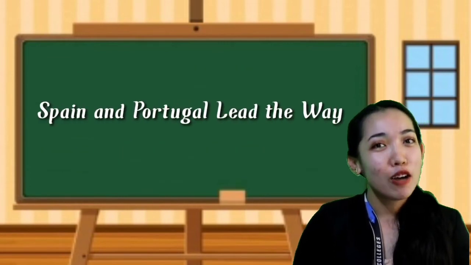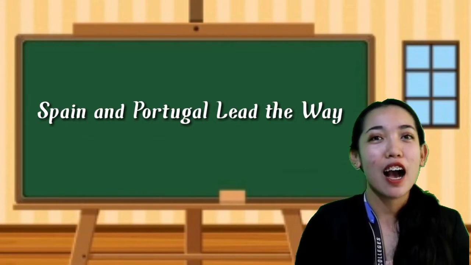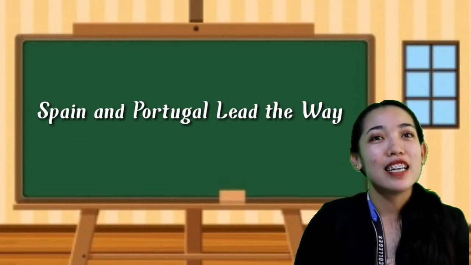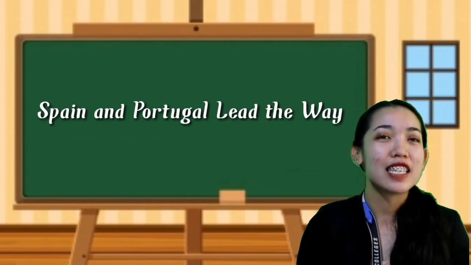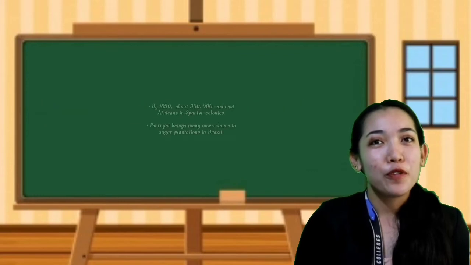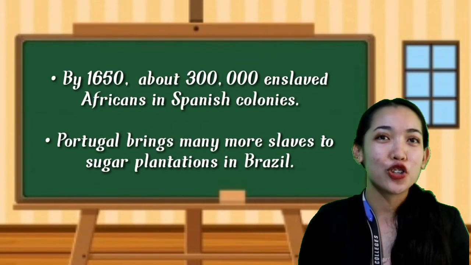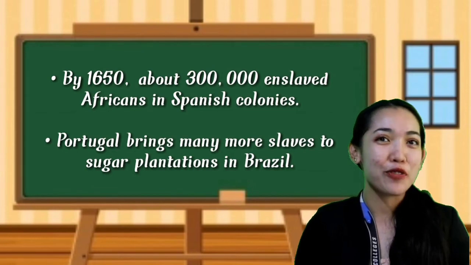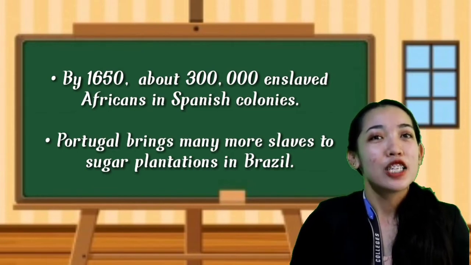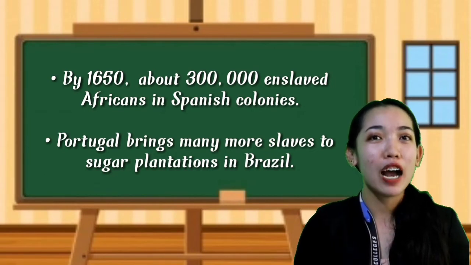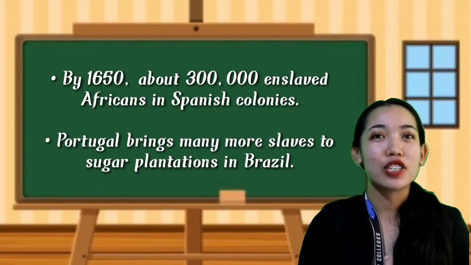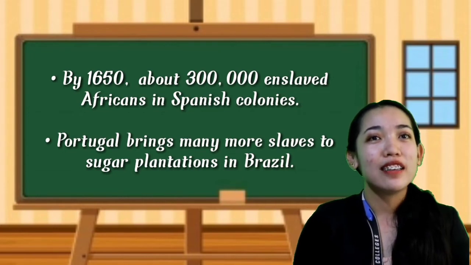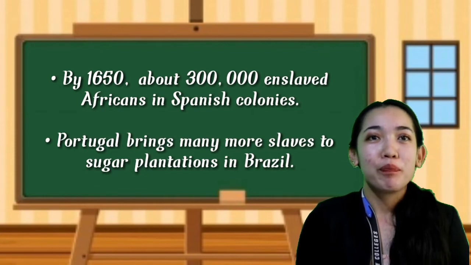Spain and Portugal lead the way. The Spanish took an early lead in importing Africans to the Americas. Spain moved on from the Caribbean and began to colonize the American mainland. As a result, the Spanish imported and enslaved thousands more Africans. By 1650, nearly 300,000 Africans labored throughout Spanish America on plantations and in gold and silver mines. By this time, however, the Portuguese had surpassed the Spanish in the importation of Africans to the Americas. During the 1600s, Brazil dominated the European sugar market. As the colonial sugar industry grew, so too did European colonists' demand for cheap labor.